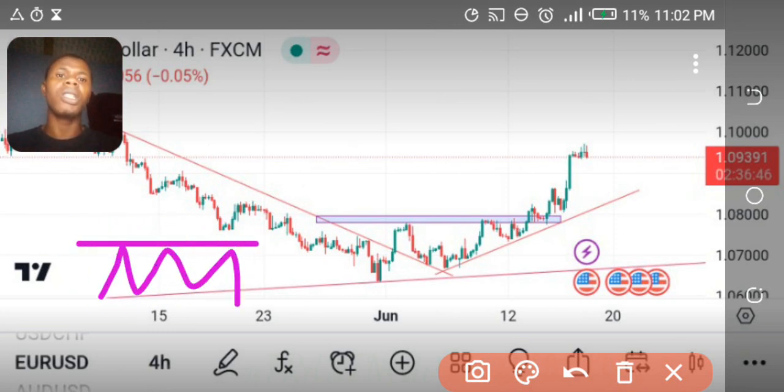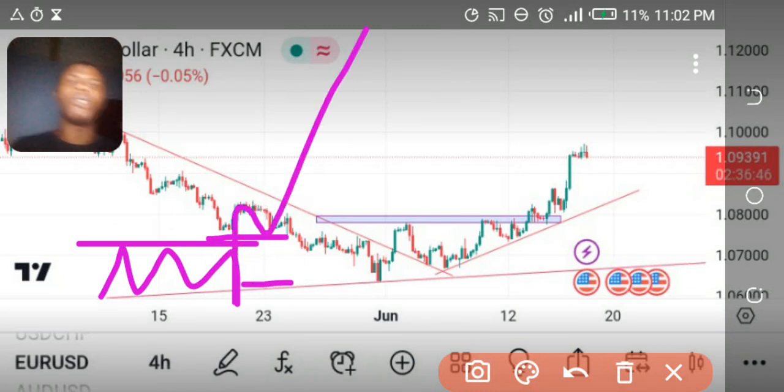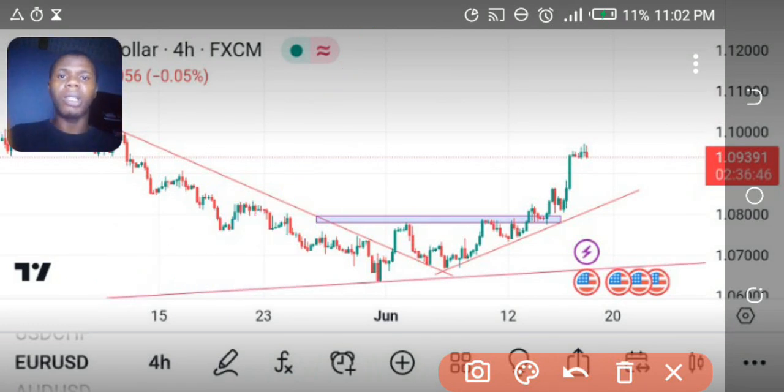So they see this as a resistance and they put their entry here and their stop loss here, expecting the market to do something like this and move to the upside. Okay, now for the sake of this video, we are going to be talking about understanding when the market wants to reverse. Okay, let's focus on that.